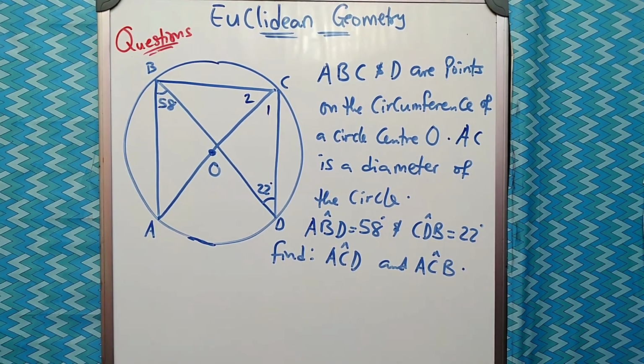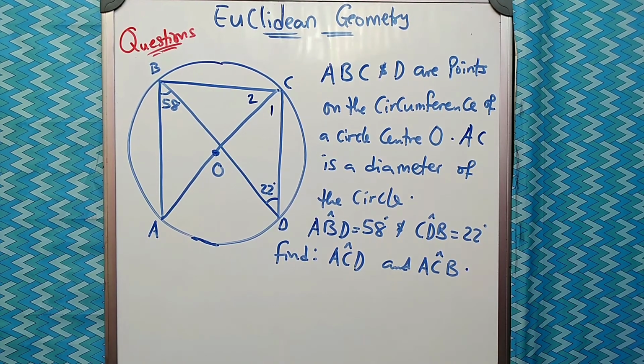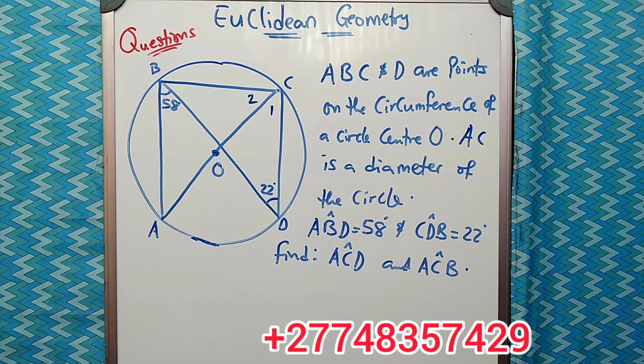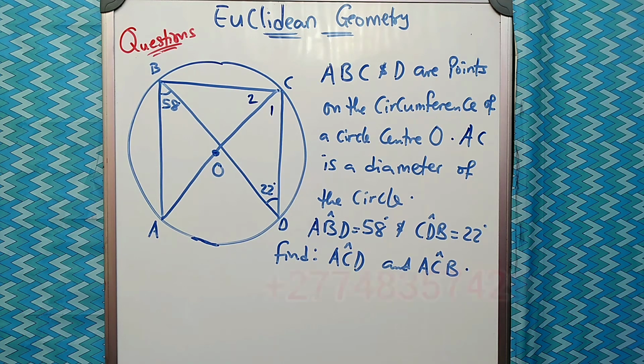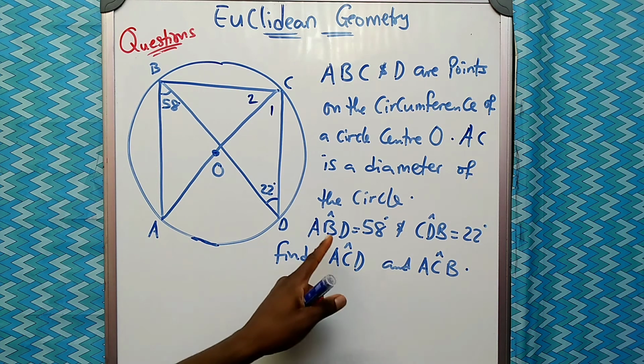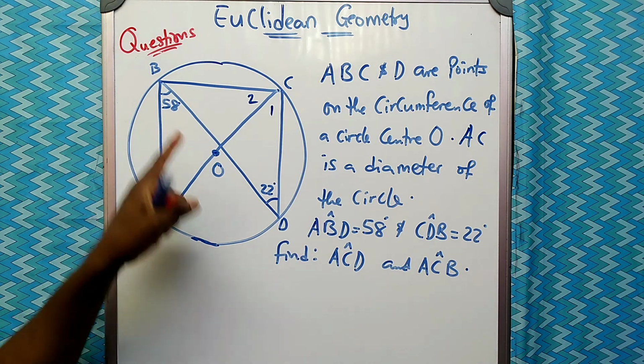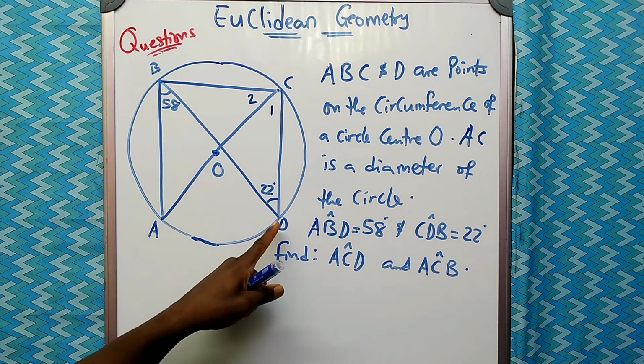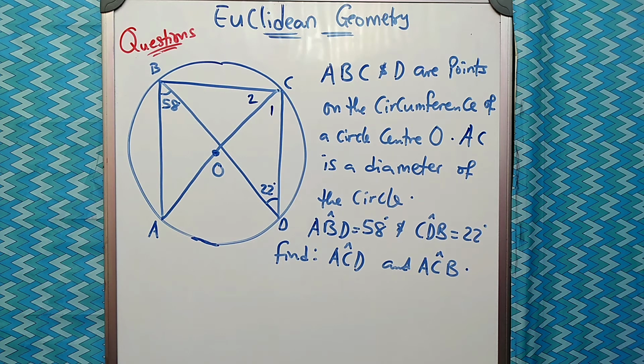All right, we are looking at the last question in this video, and the question says A, B, C, and D are points on the circumference of a circle center O. AC is the diameter of the circle. You can see the AC, all right? And angle ABD, angle at B, you can see it is 58. Angle CDB, angle at D, is 22, all right? The question now says, find ACD.